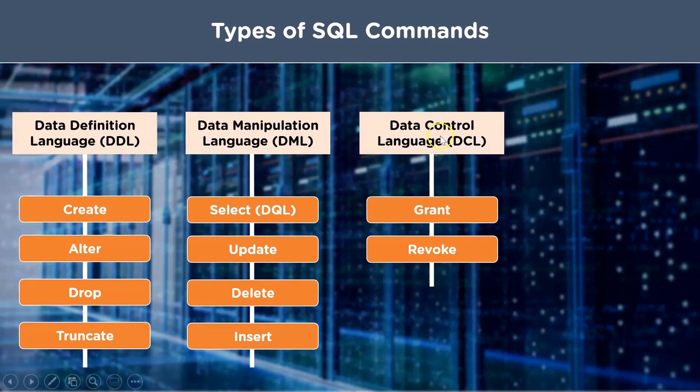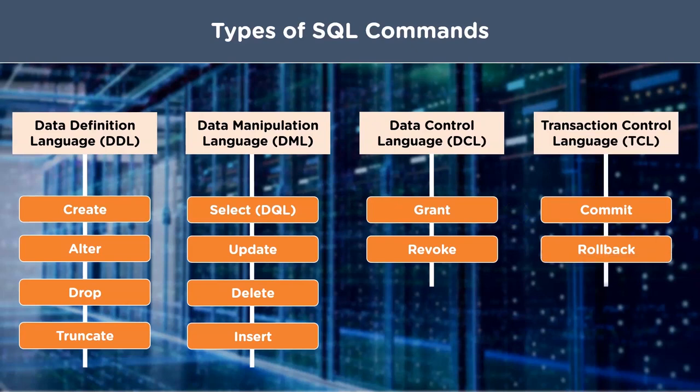Third, we have data control language or DCL. DCL commands allow you to control access to data within the database. These DCL commands are normally used to create objects related to user access and also control the distribution of privileges among users. So we have grant and revoke, which are the examples of data control language. Finally, we have something called transaction control language or TCL. TCL commands allow the user to manage database transactions. Commit and rollback are examples of TCL.